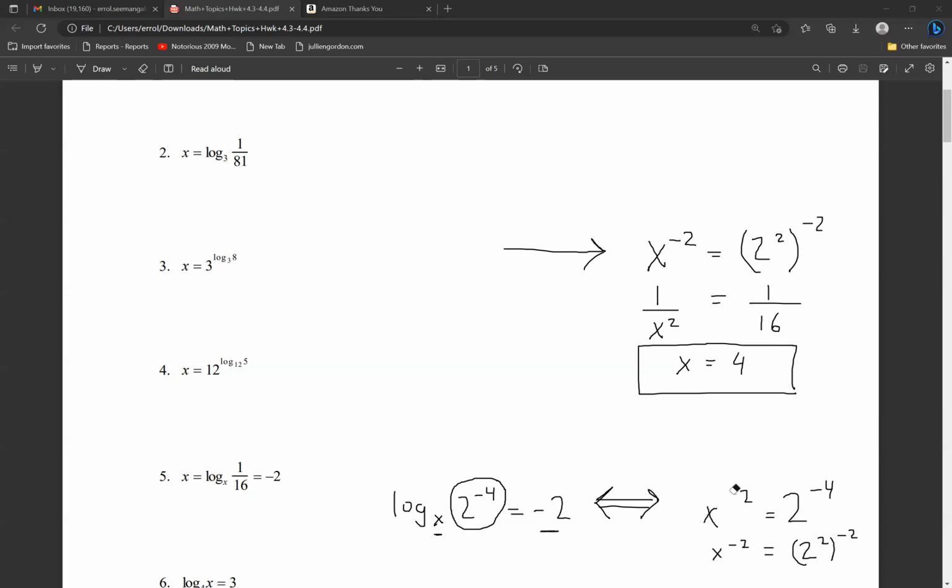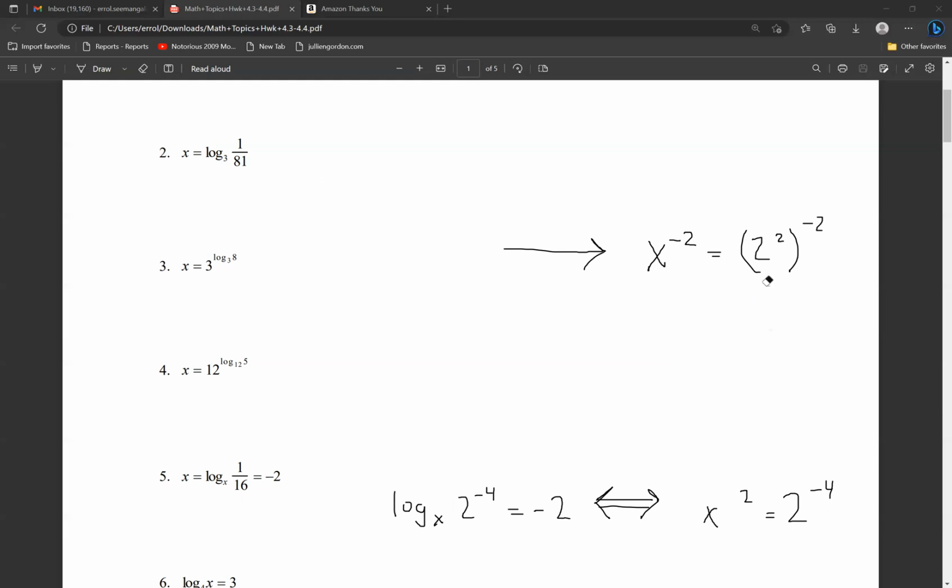All right, that one actually, you don't need this step right here. I put in an extra step. Actually, let me simplify it for you again. You could just write the right side as 2 to the -4. So this is 1 over x squared, and then this is 1 over 16. Just cross multiply, x squared equals 16, so x equals 4. That's number 5.